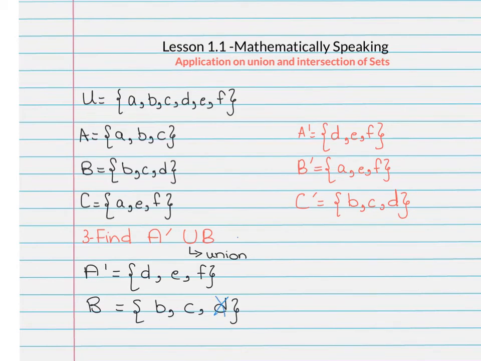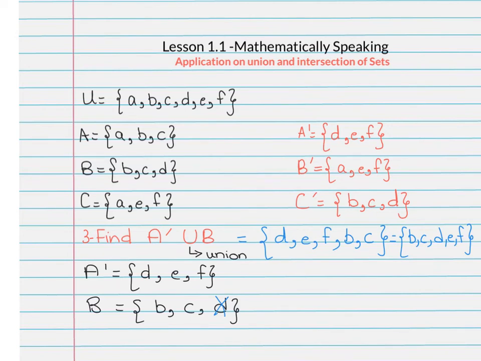Now A prime union B is going to be, I'm going to start with set A prime, D, E, F, and then I move to B: B, C. D is already written, so I don't write it a second time. This is the union between A prime and B. Now, just to make it easier to look at, I'm going to arrange them in alphabetical order: B, C, D, E, and then F.